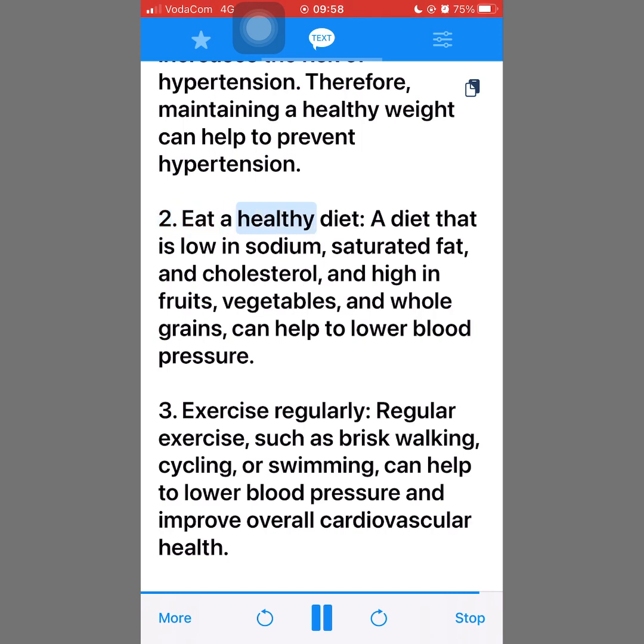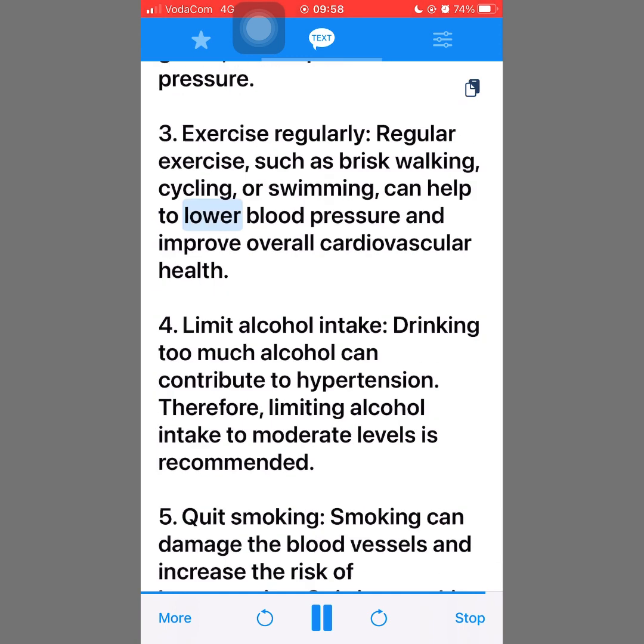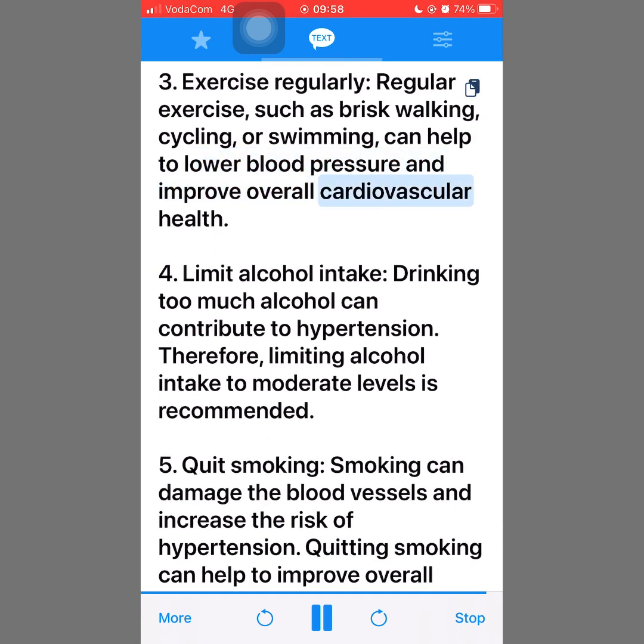2. Eat a healthy diet. A diet that is low in sodium, saturated fat, and cholesterol, and high in fruits, vegetables, and whole grains, can help to lower blood pressure. 3. Exercise regularly. Regular exercise, such as brisk walking, cycling, or swimming, can help to lower blood pressure and improve overall cardiovascular health. 4. Limit alcohol intake. Drinking too much alcohol can contribute to hypertension. Therefore, limiting alcohol intake to moderate levels is recommended.